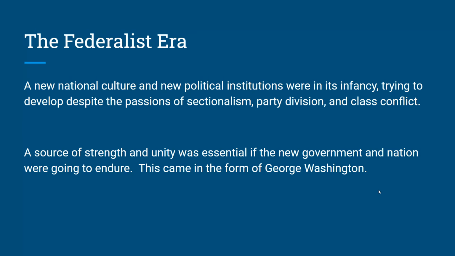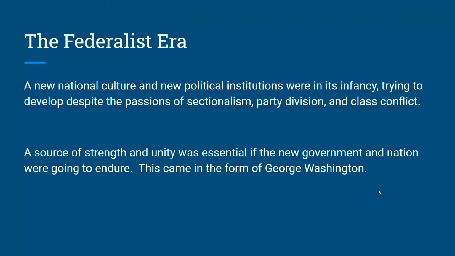making situations a little bit more tense is the passions of sectionalism. All right, sectionalism is essentially loyalty to your section of the country. So if you come from the South, or if you come from New England, or if you are from the West, that's your section. So anytime you see sectionalism, it's referring to rivalries between various regions, and party divisions. Of course, in the Federalist Era, we're going to see a very sharp, rigid two-party system emerge between the Federalists on one hand and the Republicans on the other.